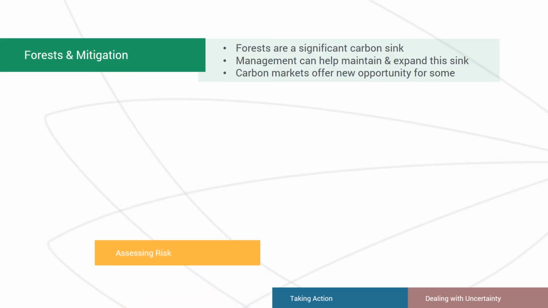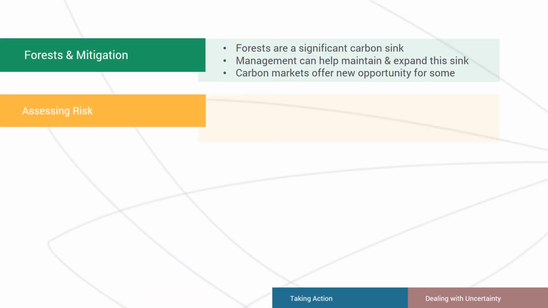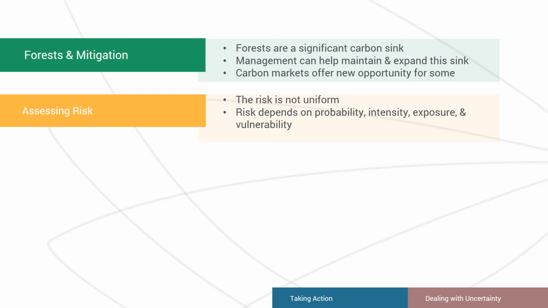So to recap, climate change poses different types and degrees of risk depending on the region and forest type. And this risk is determined by 4 factors related to the probability and intensity of the climate impact and the exposure and vulnerability of the forest. Good information about climate projections can improve risk assessment for a particular area, and active management can help reduce the exposure and vulnerability of the forest to potential climate-related stressors.